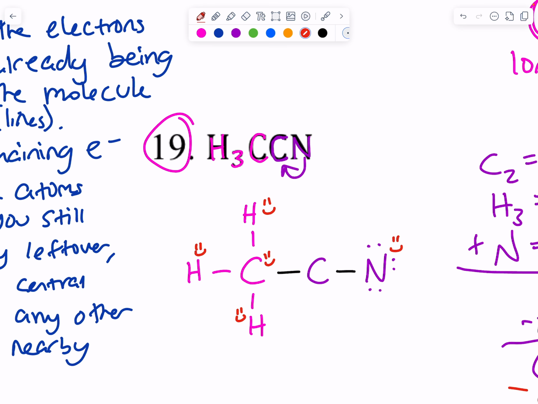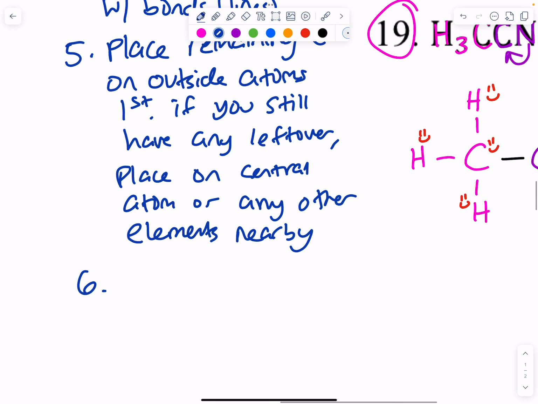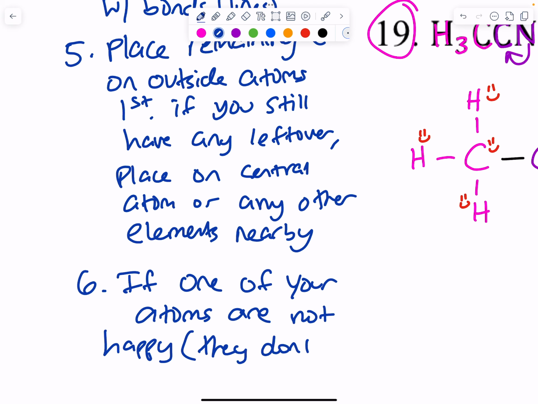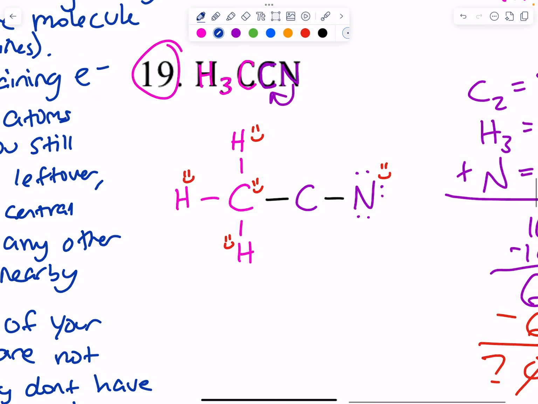Okay? So this is where double and triple bonds will be formed. So if I can make a step 6: if one of your atoms is not happy, meaning they don't have an octet, form double or triple bonds to fix it. Okay, perfect. So here's what I'm going to do.